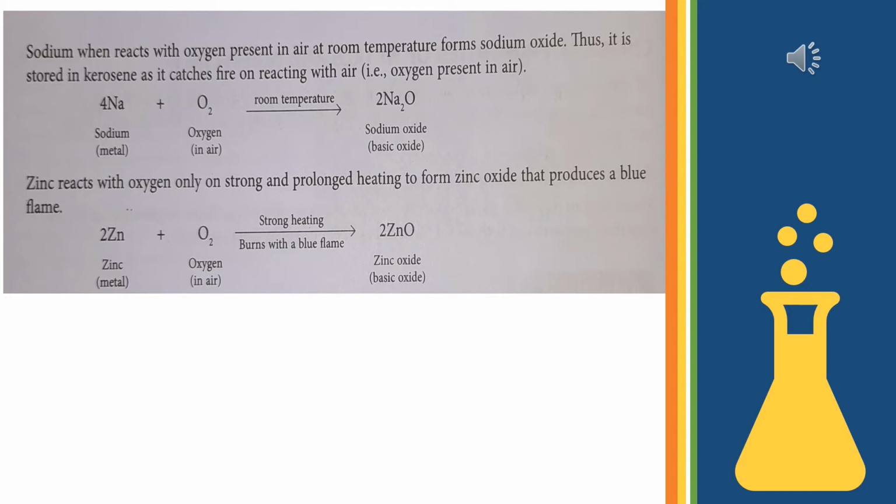Now sodium is a reactive metal. Okay, if you have studied the notes which I have provided to you, you will find the reactivity series. The ones which are at the top are highly reactive. The ones which are at the bottom, as you go down, are very less reactive. So zinc is not that reactive as sodium. So in order for zinc to react with oxygen, it has to be heated like magnesium. When it is heated, it will burn with a blue flame, and we will receive zinc oxide.